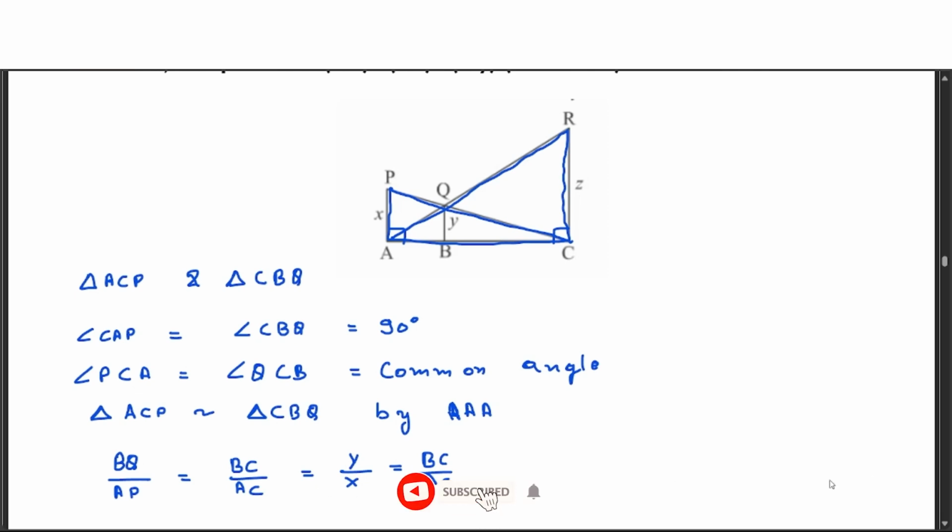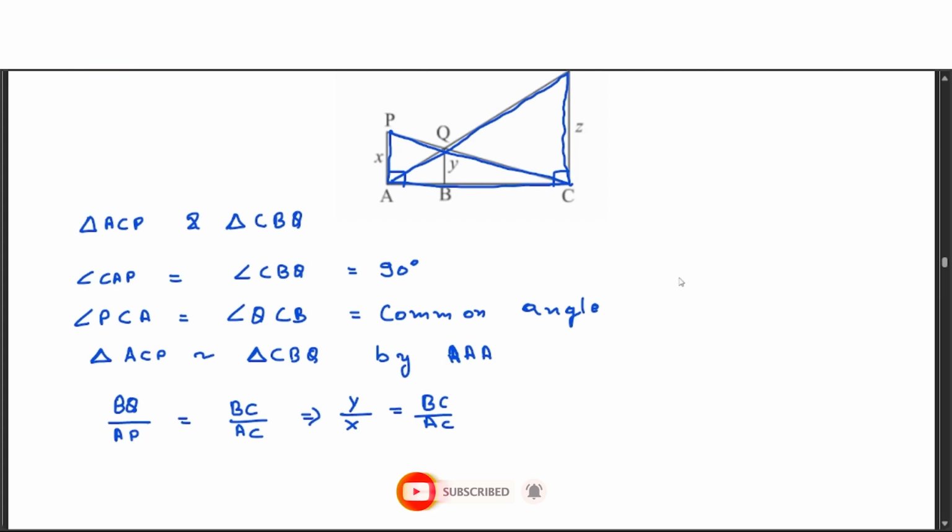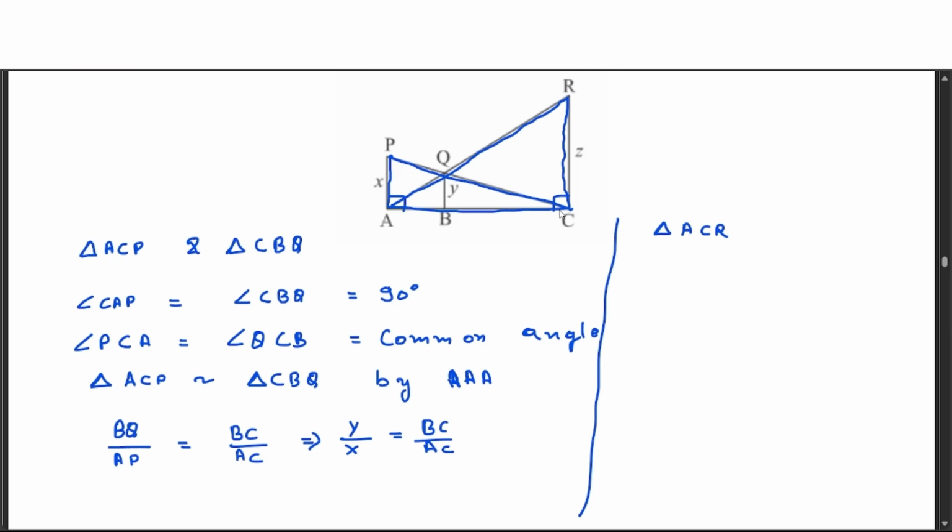Now again we will take one more pair of similar triangles. We can take a similarity between triangle ACR, you can see in the figure ACR, and the other triangle you can take is ABQ. Based on that, we can again prove the similarity.